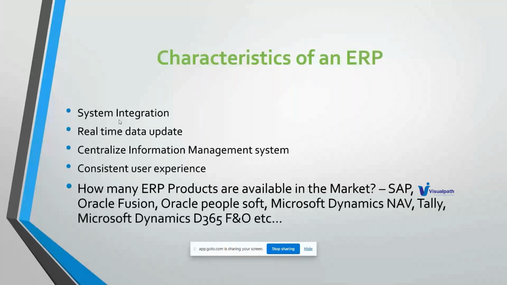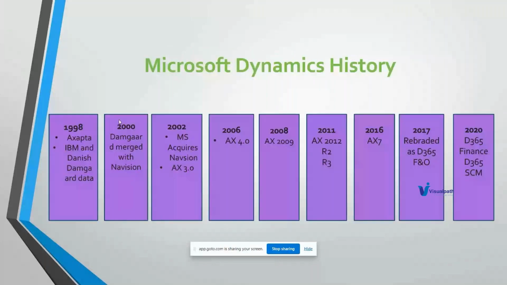There is a history of when Microsoft Dynamics started. Is it recently started or is it like a 20 years old product? In 1998, the product started. See, initially it was not with Microsoft. There are two organizations called IBM and Danish Damgard company. These two companies incorporated the product. They named it Axapta. This is a product they innovated in 1998.